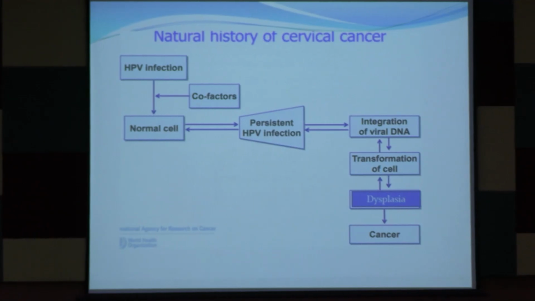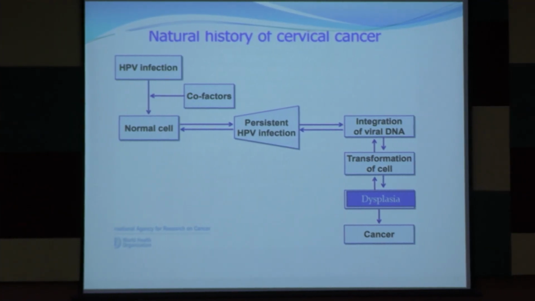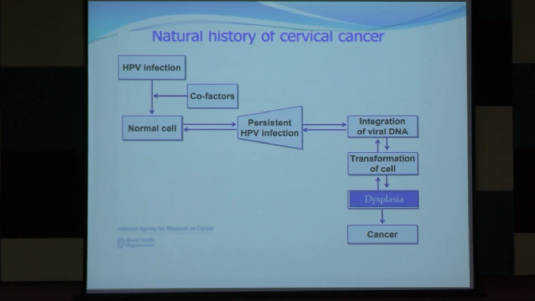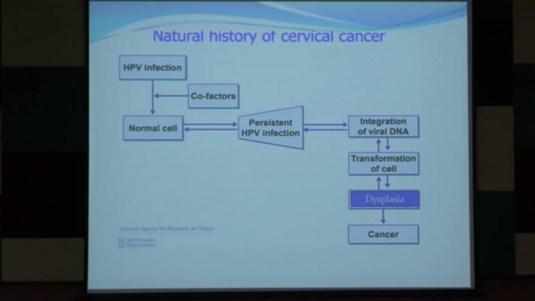So integration of viral DNA leads to transformation of the cell. There are two particular genes in the human papillomavirus, E6 and E7, the ones you need to remember. They tend to downregulate the tumor suppressor genes P53 and retinoblastoma. So E6 and E7, 6 is for P and 7 is for R. You can remember it alphabetically.